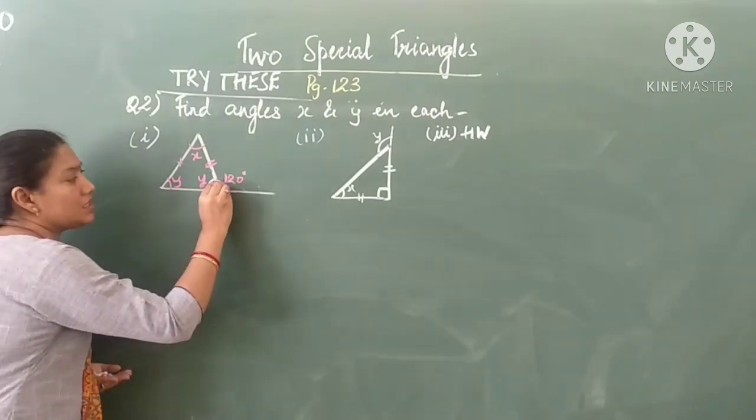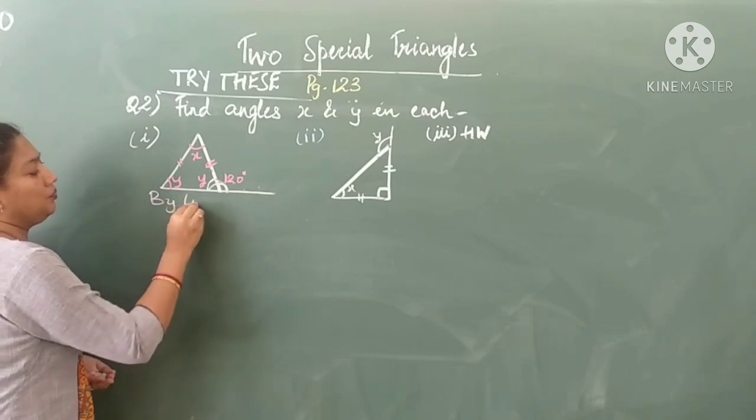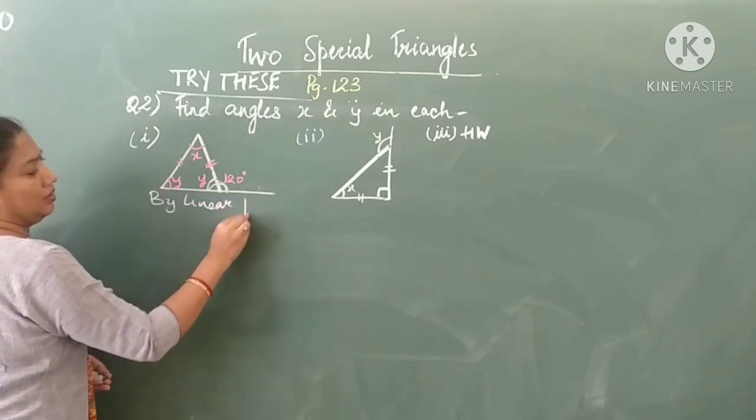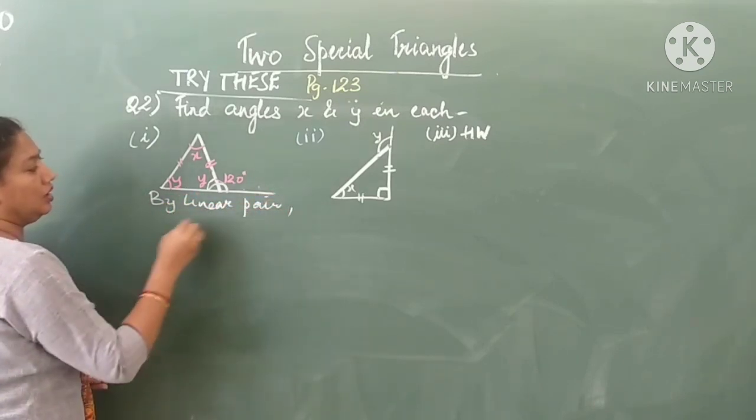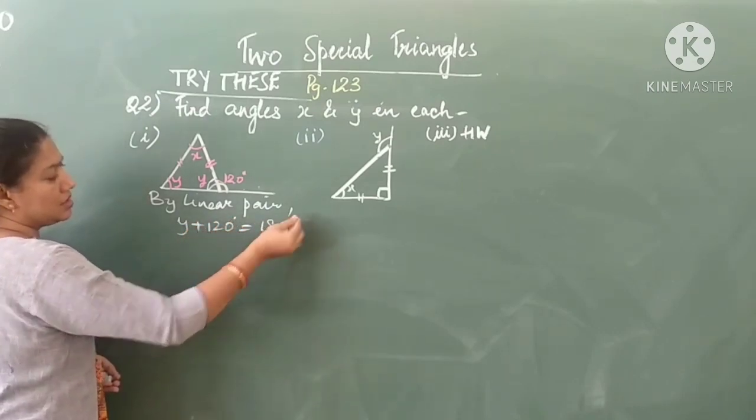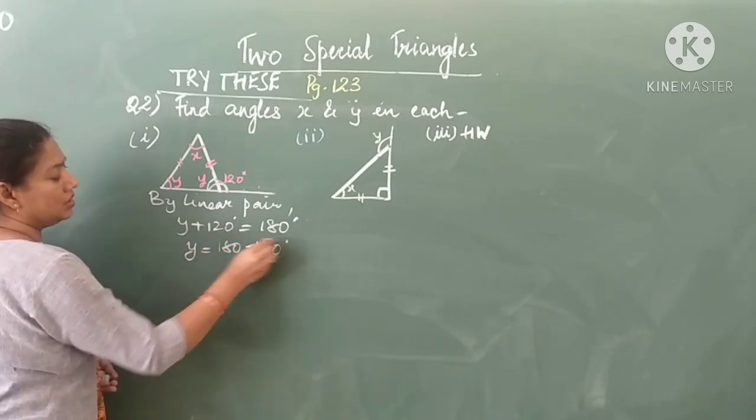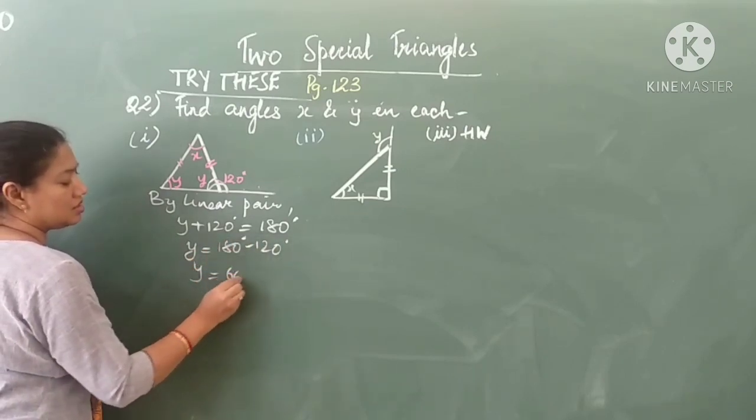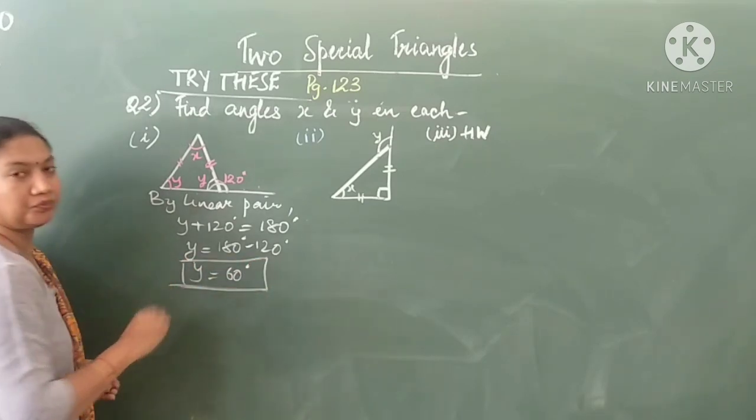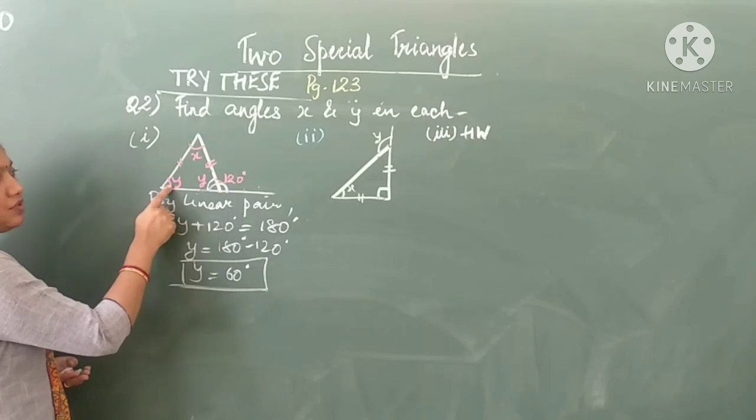Now, you can see that this is forming a linear pair. So, by the linear pair formula, we can write y plus 120 must be equal to 180 degrees. Therefore, y is equal to 180 minus 120 degrees, that is 60 degrees. So, we got the value of y. If this is 60, this will also be 60.